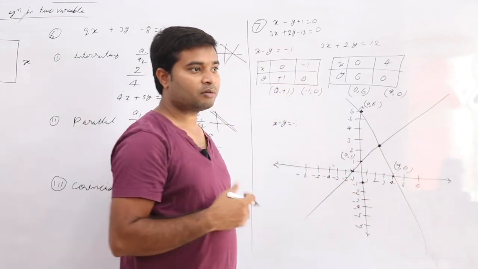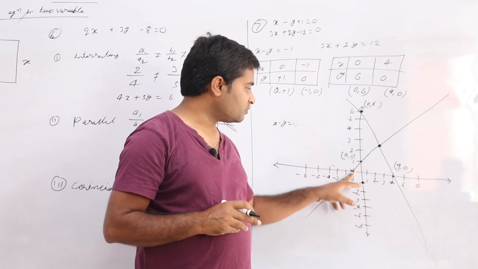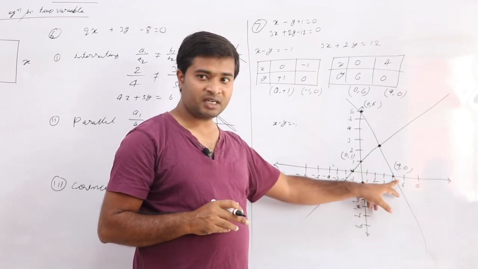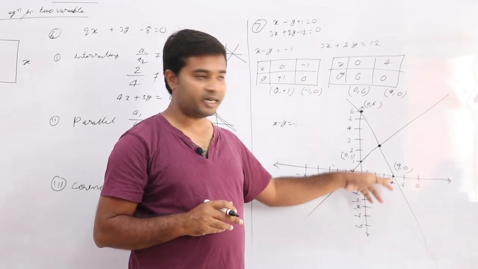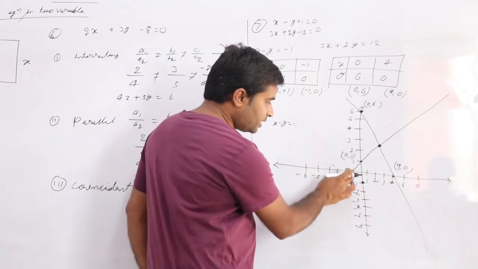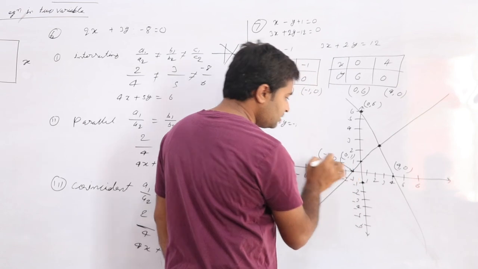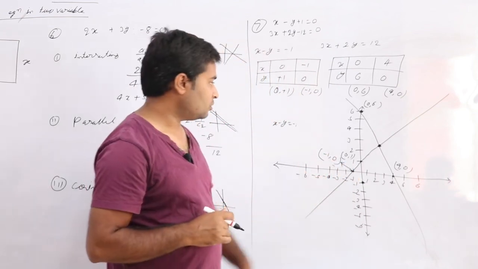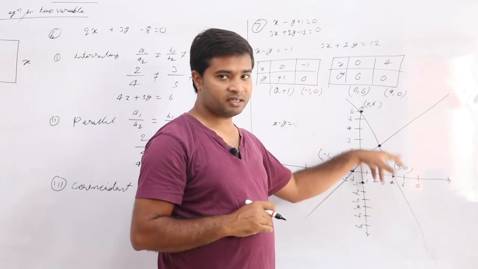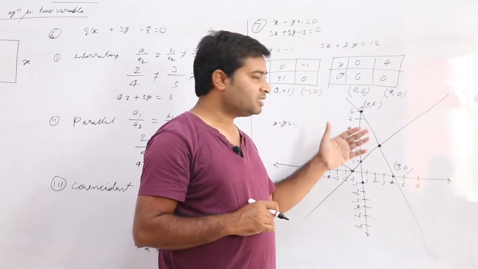Vertices of the triangle. It is asking what the vertices of the triangle are. So this is one vertex, this is one vertex, and this is one vertex. Right. So I am saying to write the coordinates. So write 4 comma 0. This one is what? Minus 1 comma 0. And this one, when you calculate, that time you will get it.